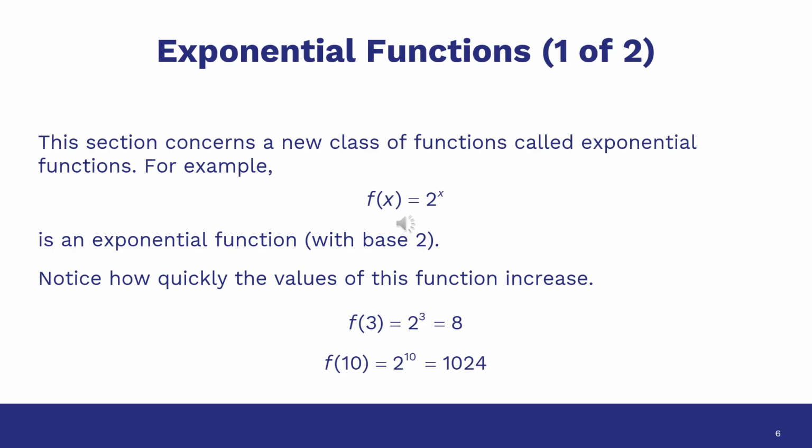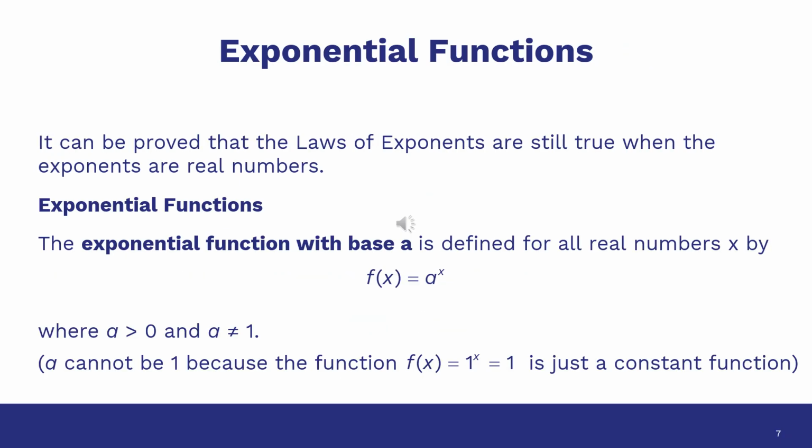In this section, we're introducing a new family of functions known as exponential functions. For example, the function f(x) = 2^x is an exponential function, where 2 is the base. What makes exponential functions special is the speed at which their values grow. When x equals 3, the function equals 8, and when x equals 10, the result is 1024. This rapid increase shows how exponential functions model processes that grow or change very quickly, something we'll continue exploring in the next slide.